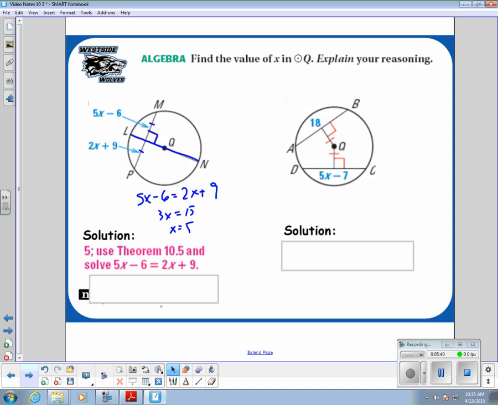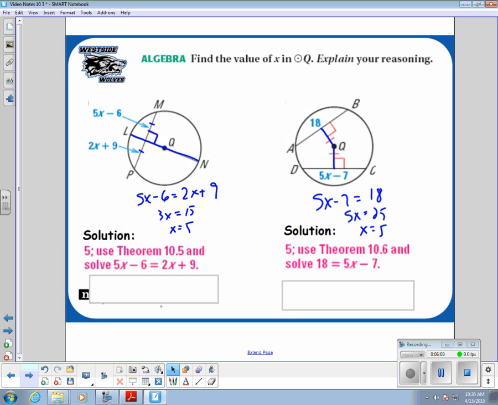Over here, this one, we have equal distances away from the center of the circle, so this piece and this piece are equal, so we know those two chords have to be the same, so 5x minus 7 equals 18, so 5x equals 25, x is equal to 5. How do we know this? We know that because of theorem 10.6, which said that if two chords are equidistant from the center of the circle, then they are also congruent. The chords are congruent.